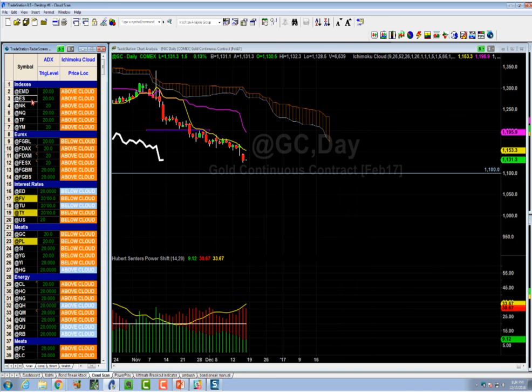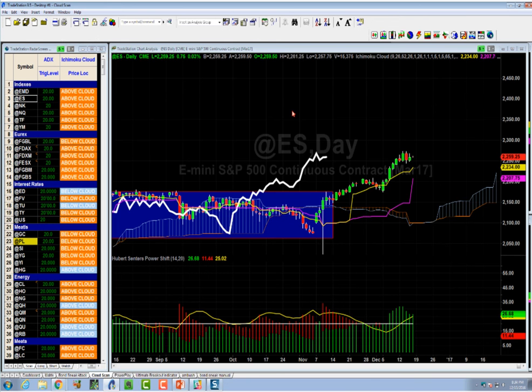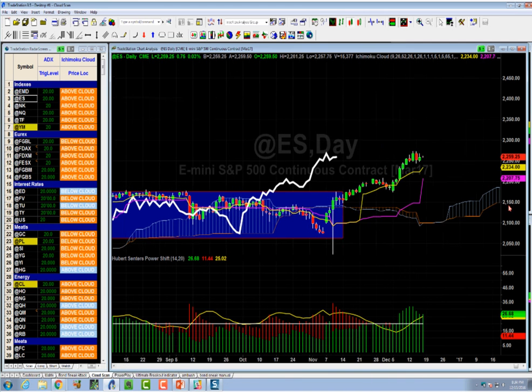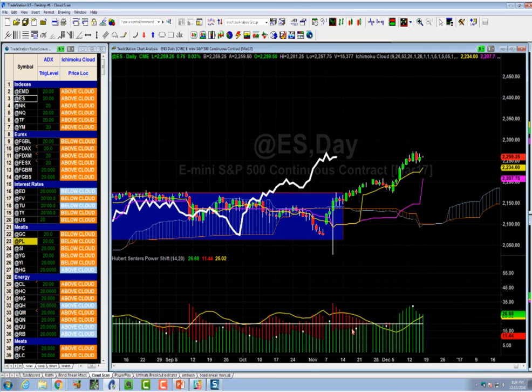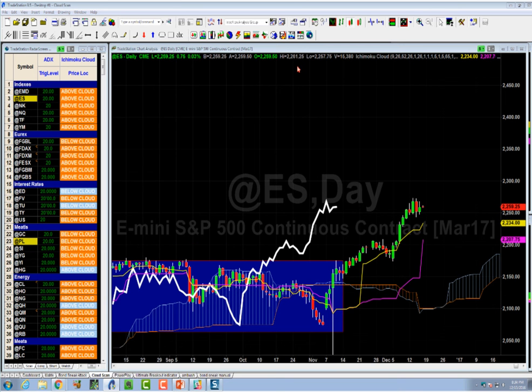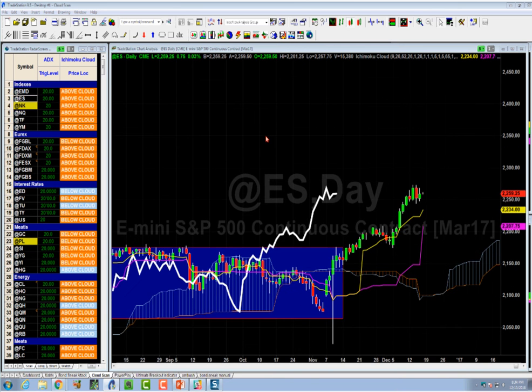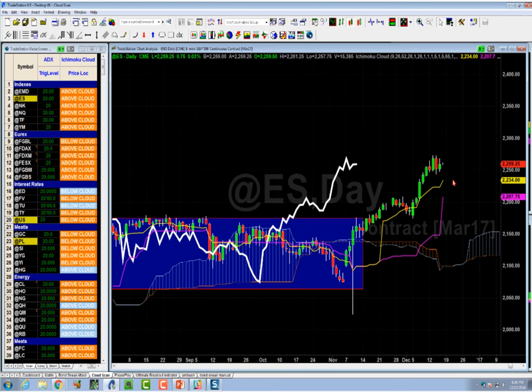I'm going to look at the ES first. Now, should you be long or short the ES? Let me remove this indicator too. There. Make it even clearer. Should you be long or short the ES at this point? Long, right? It's above the cloud. It's above the turning and the standard. It acts like it wants to go higher, right?